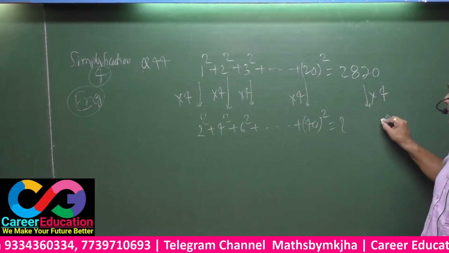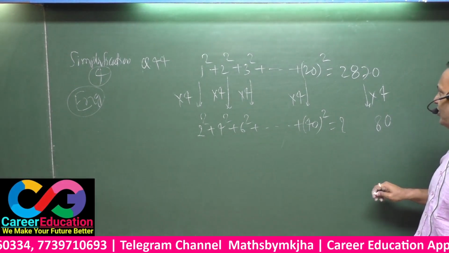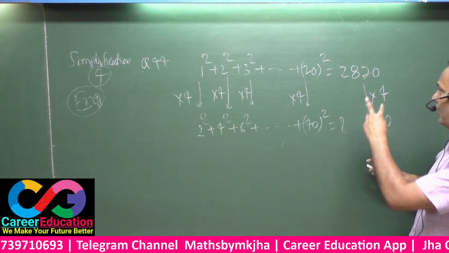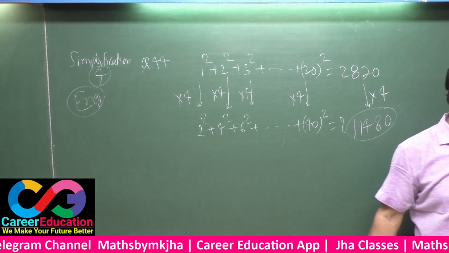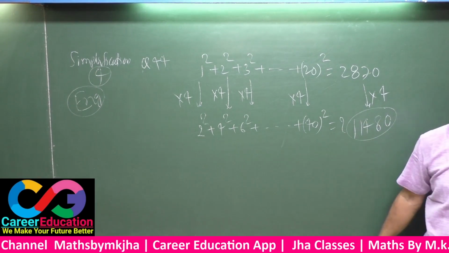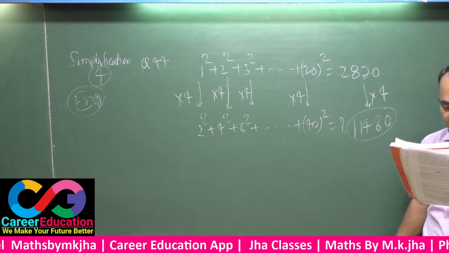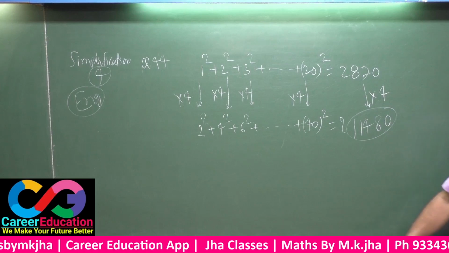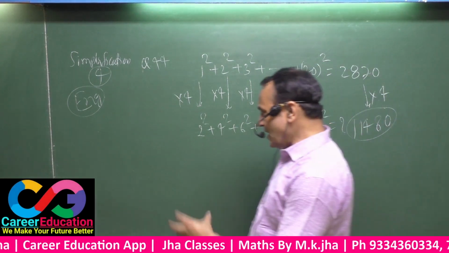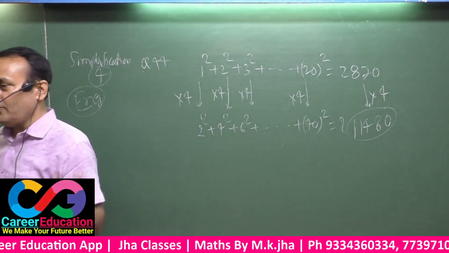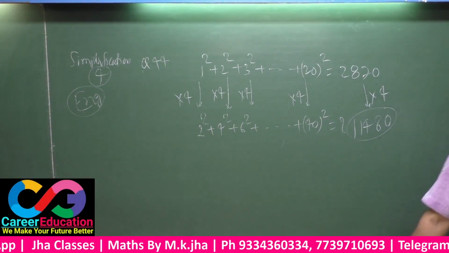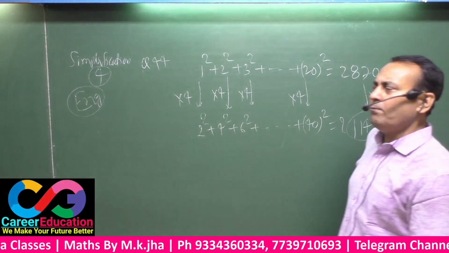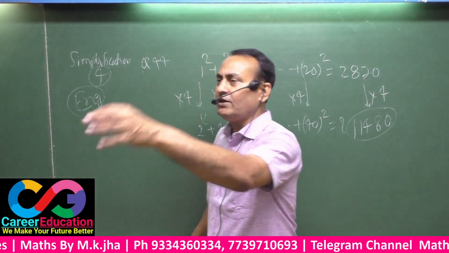4 sevens are 28, 4 sevens 28, 2 remaining, 112 to 114. This must be your answer: 11480. See, 11480. Of course, this is the answer. That means by using the formula you can solve the question and reach the right answer. This is 11480, but no need to have the help of that formula.